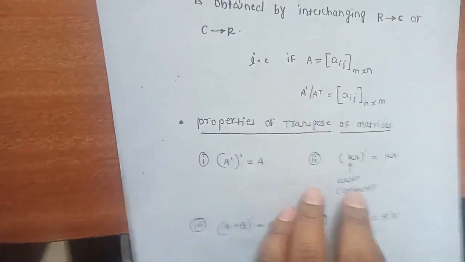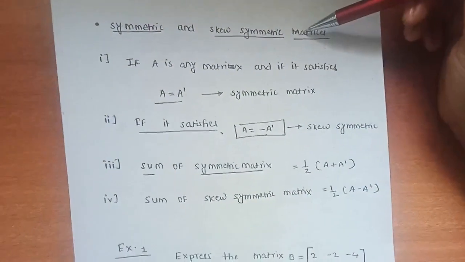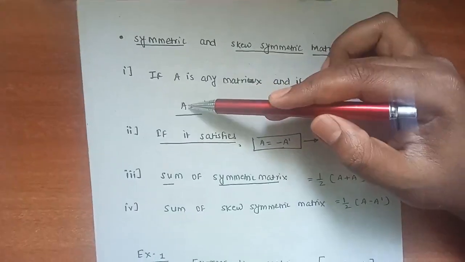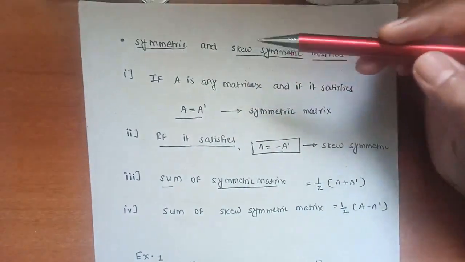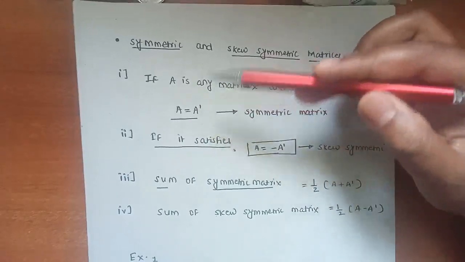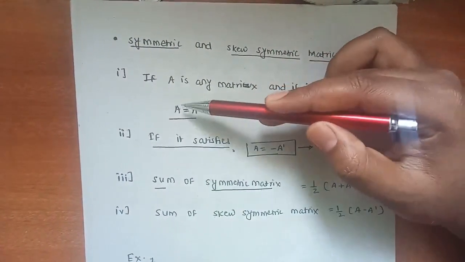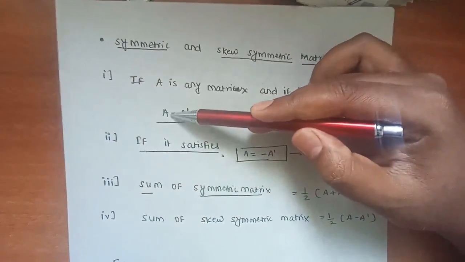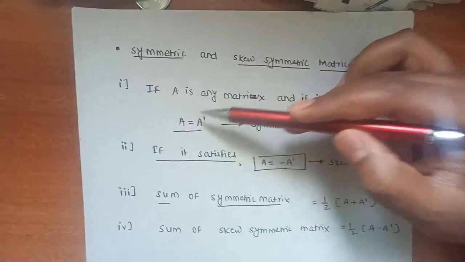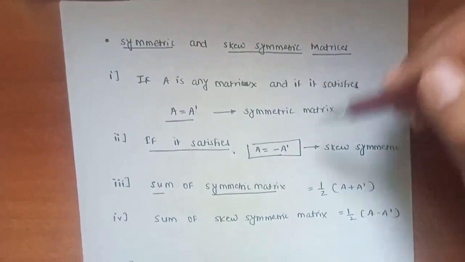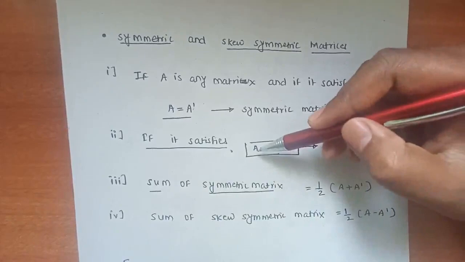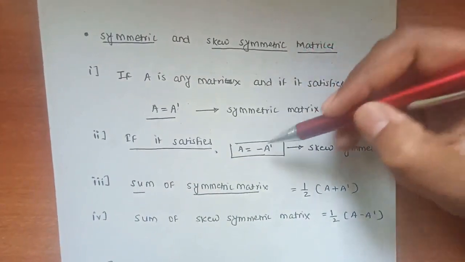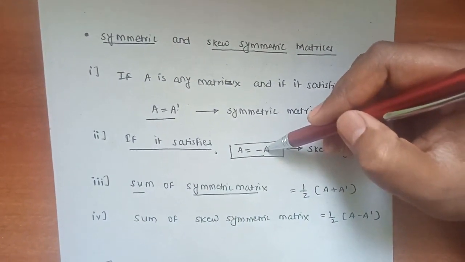Next topic is symmetric and skew symmetric matrices. Suppose I am taking the matrix A and I find its transpose. After changing into the transpose, if they both have the same elements at the same respective positions, that means A is equal to A transpose, then we can call it a symmetric matrix. In skew symmetric matrices, they will have the same elements at the same respective positions after converting into transpose, but the signs of the elements will be different.